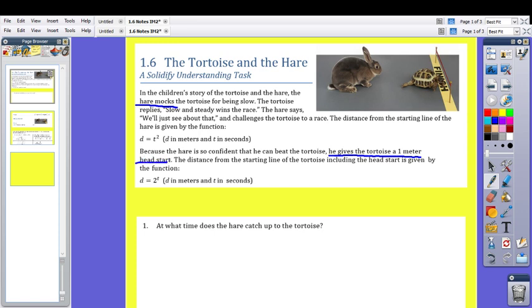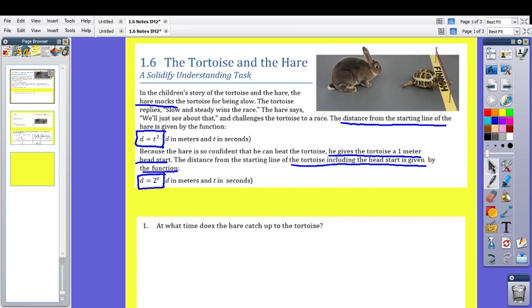He thinks the tortoise will be going really slow, so he gives the tortoise a 1 meter head start. So when the tortoise goes 1 meter ahead, then the hare starts running. So the distance for the hare from the start line is a function of the time, so it's t squared, and for the tortoise, the distance from the start line is d equals 2 to the t power.